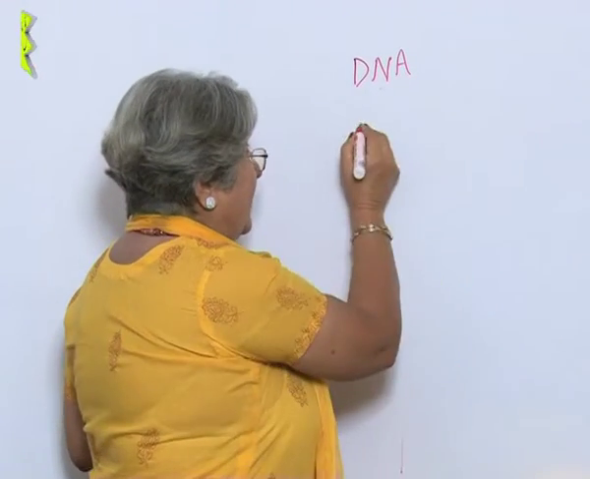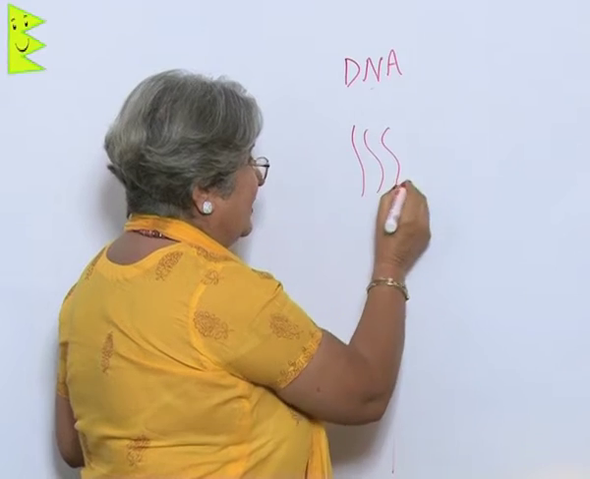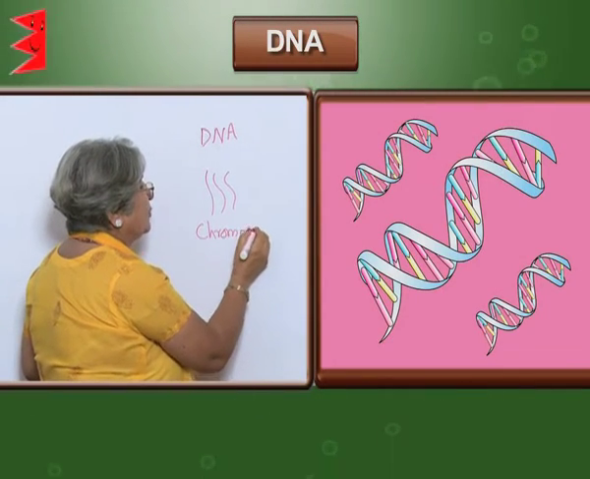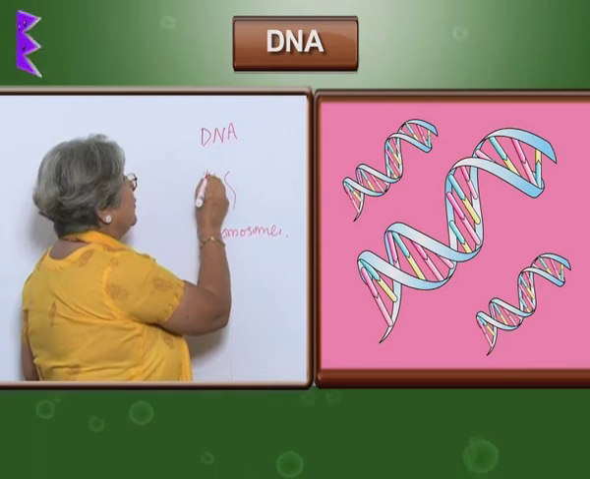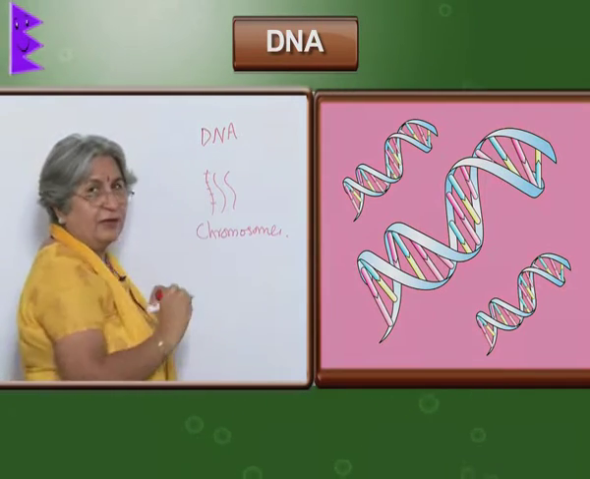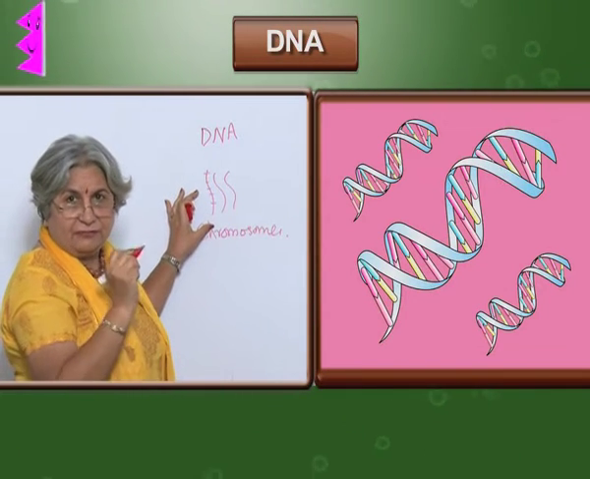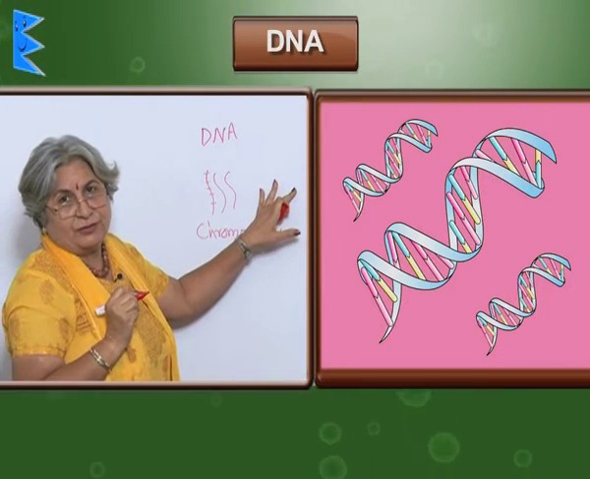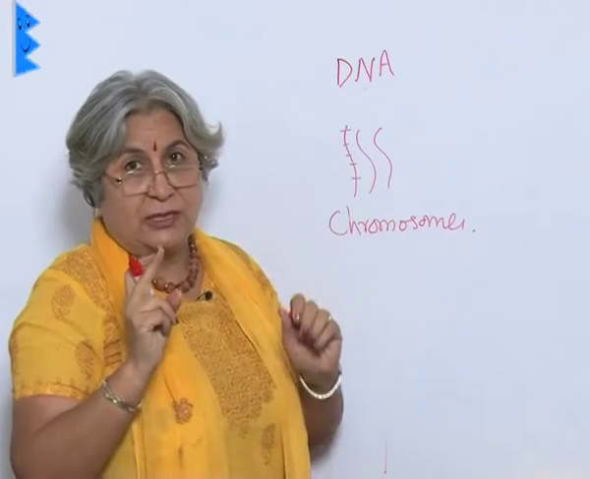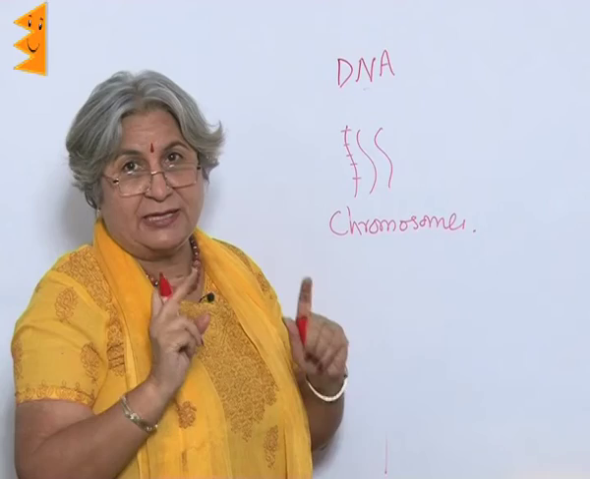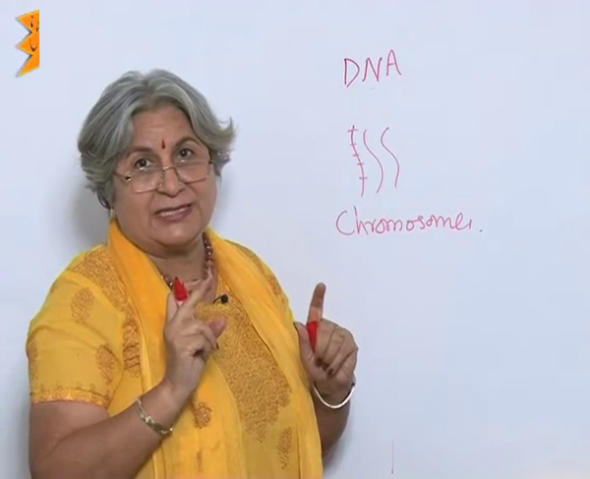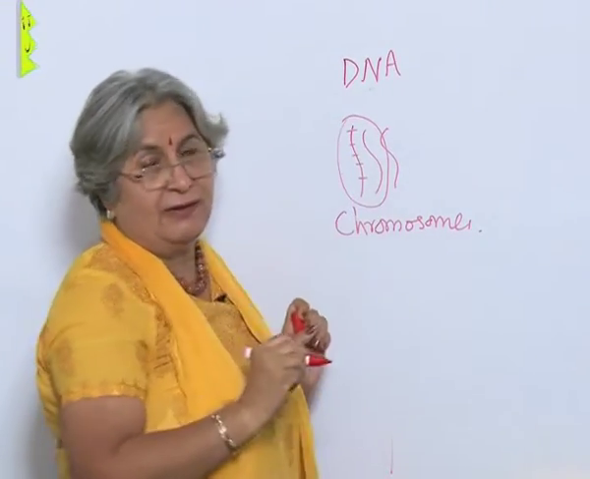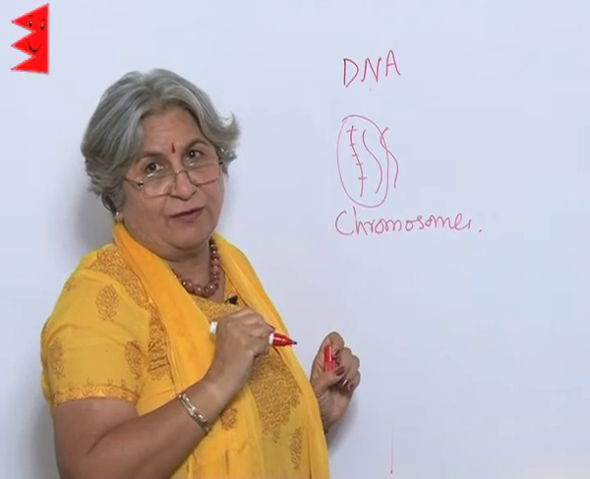There are many long strands, and these are called chromosomes. And each chromosome will have its own genetic constitution, which means different types of genes will be present on different chromosomes. But of course, the genetic composition would be more or less the same in two chromosomes, one that comes from the father and the other that comes from the mother.